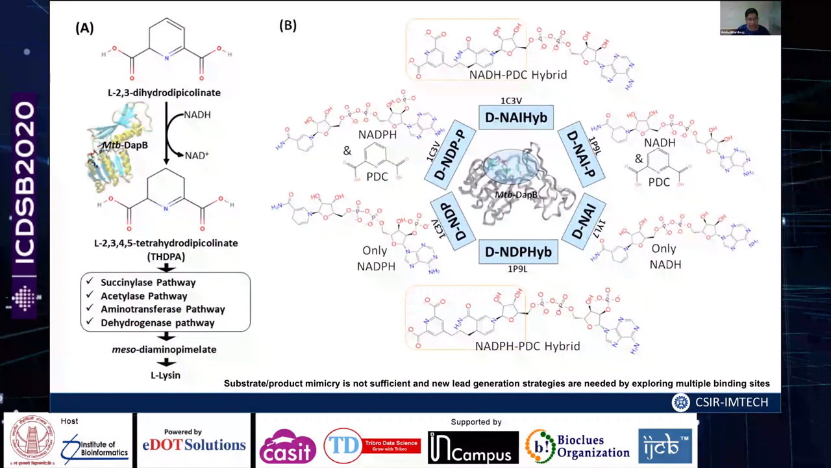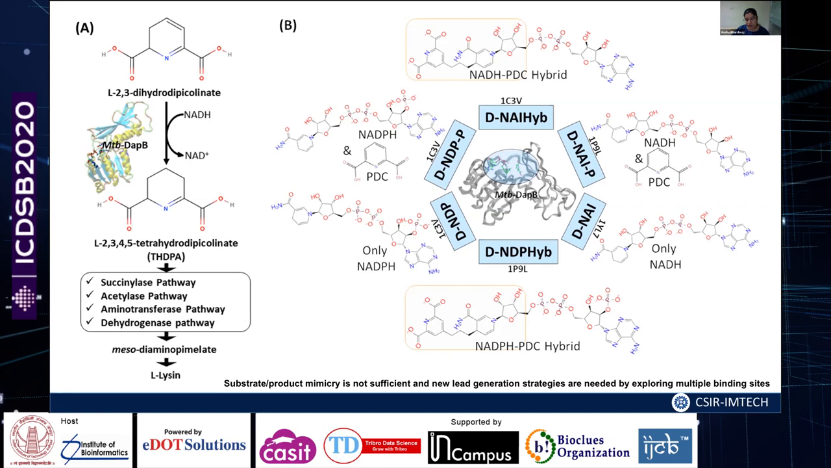So as in A, you see, this is what I've already told you. The product of DAPB actually feeds into multiple pathways, ultimately feeding into the development of the mycobacterial cell wall, which is pretty significant for it to survive. So that is our target of interest.